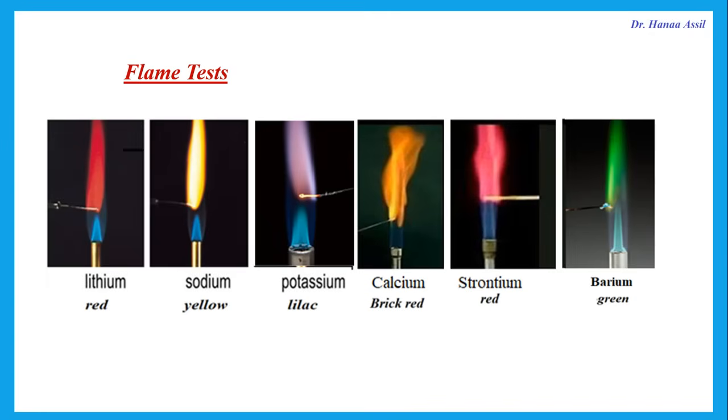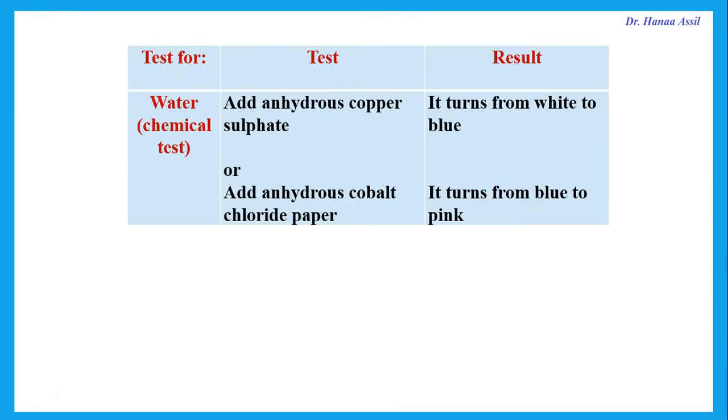And of course, you're required to know the colors obtained for the different ions. So lithium is red, sodium yellow, potassium lilac, calcium brick red, strontium red. So remember, strontium and lithium were red, and barium is green.